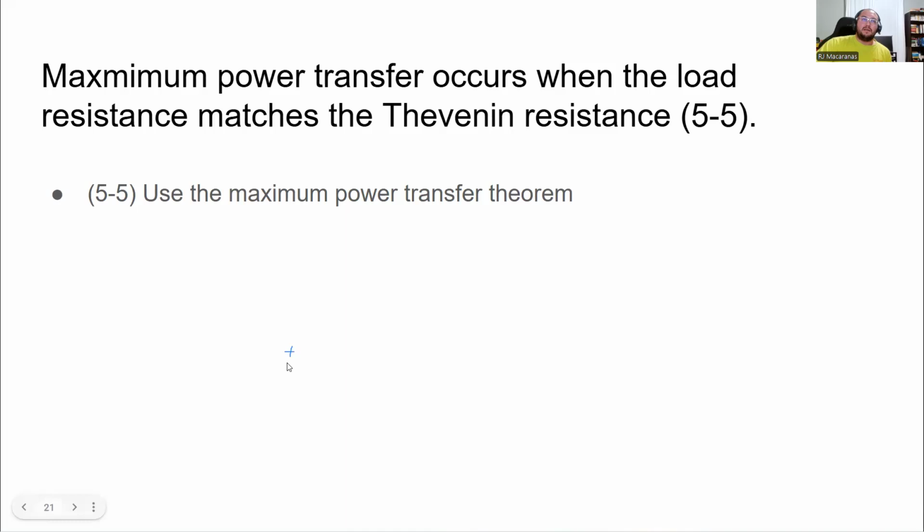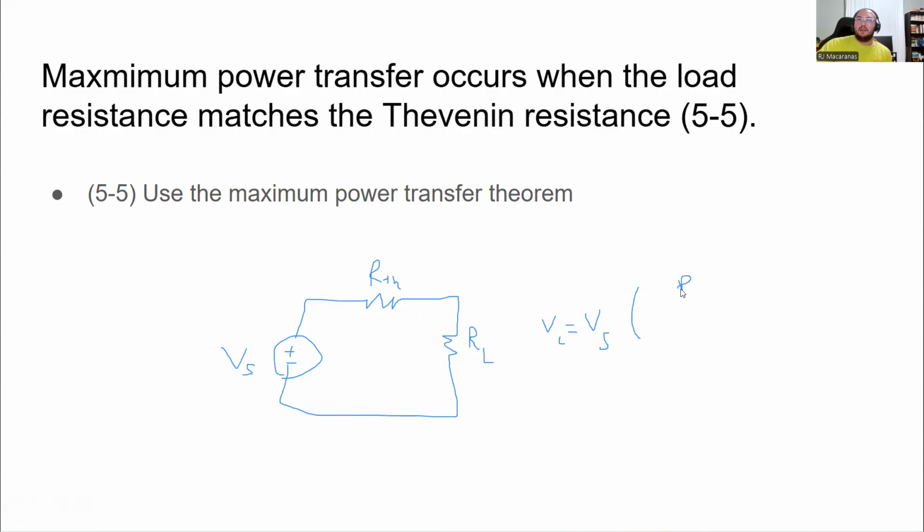So I could probably do this. We've got a voltage source, some Thevenin resistance and some load resistance, right? And by the voltage divider principle, this load voltage is going to be the source times the load resistance divided by the sum of the Thevenin resistance and the load resistance, right?